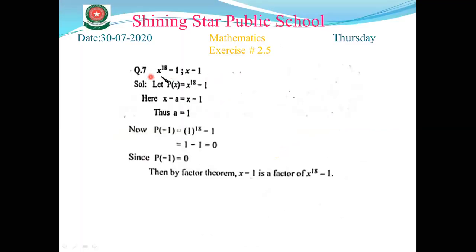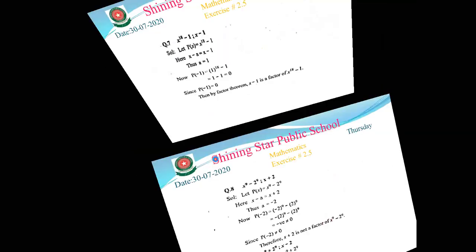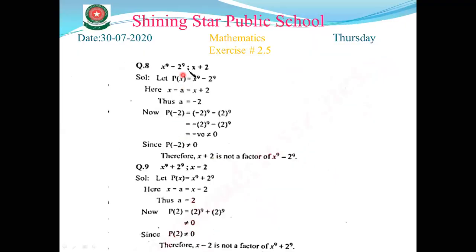Now, question number 7. Now we will check for x minus 1, and we will put x equal to 1. And when we put x equal to 1, again we can say that it's 0, so it is a factor. In question number 18, x plus 2. So we put x equal to minus 2, because when we write x plus 2 equal to 0, it becomes x equal to minus 2.